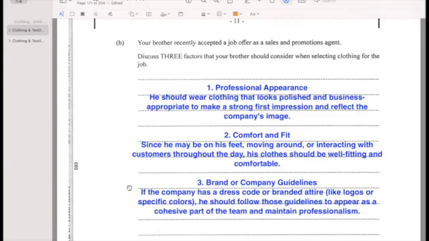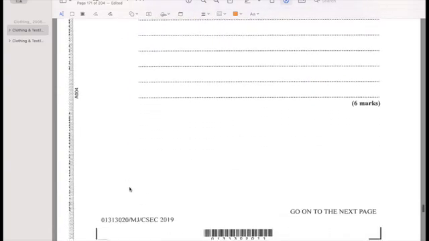Since he may be on his feet, moving around, or interacting with customers throughout the day, his clothes should be well fitting and comfortable. The next point, brand or company guidelines. If the company has a dress code or a brand attire, like a logo or specific colors, he should follow those guidelines to appear as a cohesive part of the team and maintain professionalism.